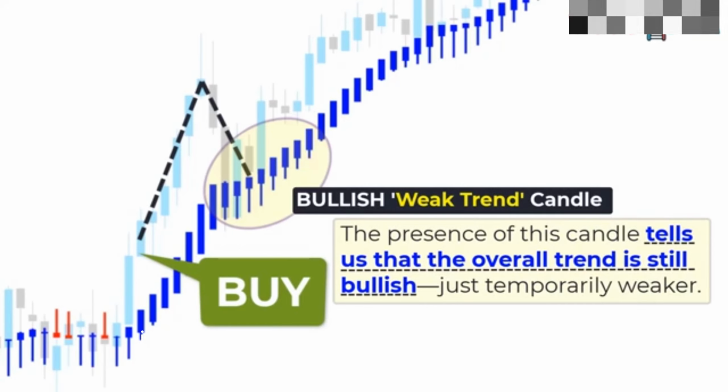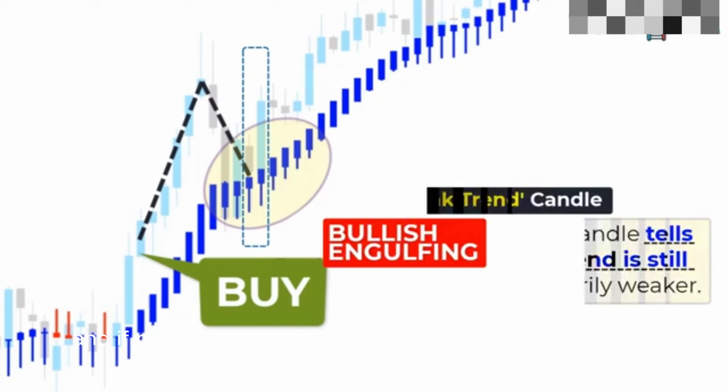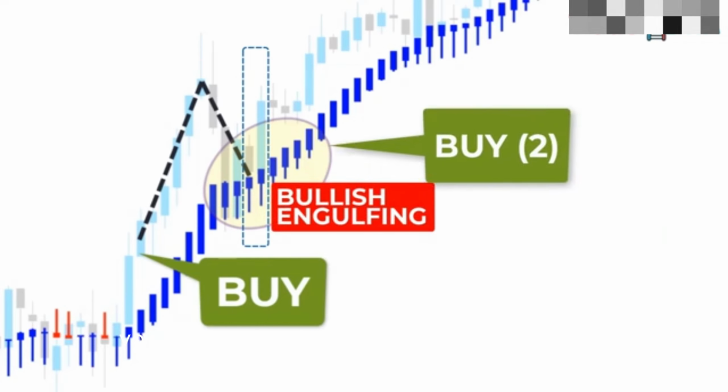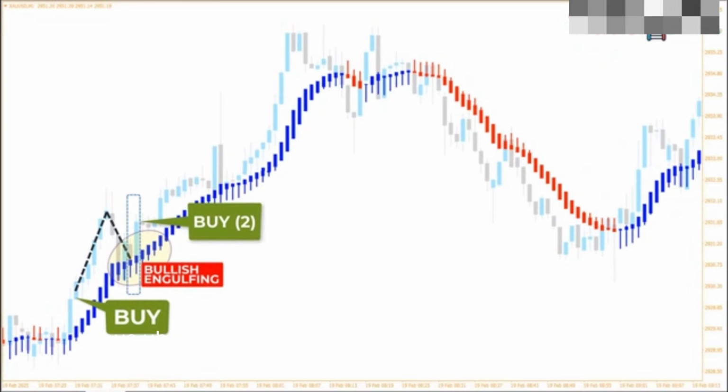What should you do? Instead of closing your position prematurely, you hold your buy trade since the trend is still intact. And if price action confirms continued upward movement, you can even add a second buy entry right here, after the formation of a bullish engulfing pattern, recognizing trend weakness. There are no exit signals as the trend continues upward. We notice another bullish weak trend candle. Remember, this is not an exit signal. It's just a sign of temporary weakness.